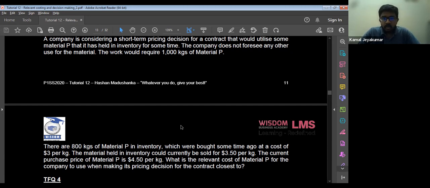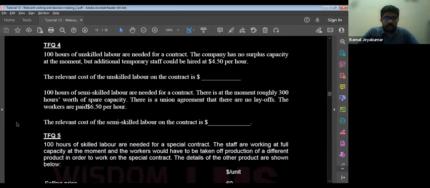But now wait, you need 1,000 kilograms of material for this project, but you have only 800 kilograms in the inventory, right? The relevant cost of those 800 units is 800 into 3.50, but you need another 200 units. Those 200 units you have to buy at the market for $4.50, right? So 800 units into $3.50 plus another 200 units into $4.50, $3,700 will be your relevant cost for material P. All right. So that's again a very similar question to what we did earlier. So I hope everyone understood that.